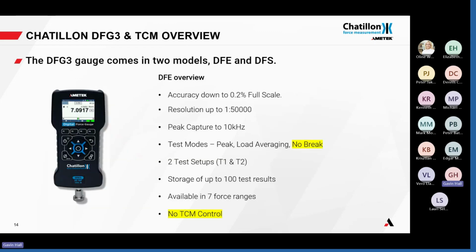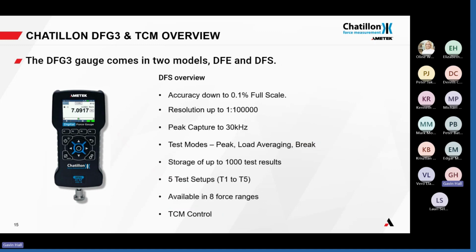And we have two models of the DFS gauge, digital force gauge. So we have the E and the S. Again, all these specs are available on our website. But some key functional differences. So this is a simplified gauge, the DFE, and the DFS has a slightly higher spec and a few more functionality features. Again, all those can be read and seen on our data sheets from our website.